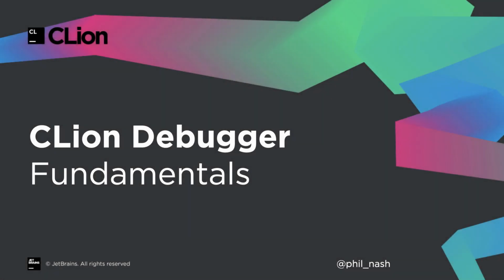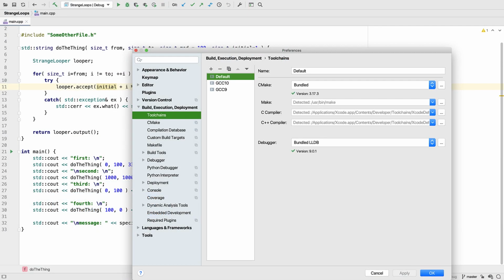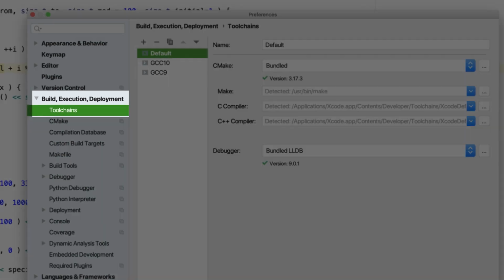In this video, we're going to look at the fundamental debugging features in CLion. CLion has powerful debugging features built on top of GDB and LLDB. For most people, this should all be pre-configured and ready to go. But if not, or you want to use a different build, you can set them up in the Toolchains Preferences page under Build, Execution, Deployment.